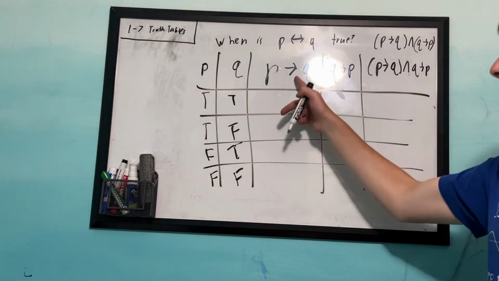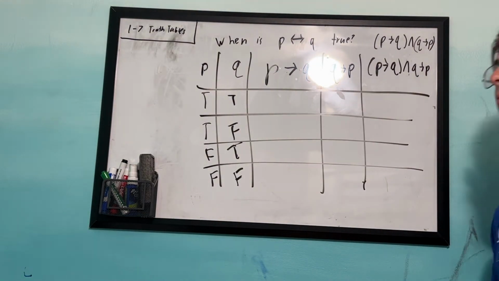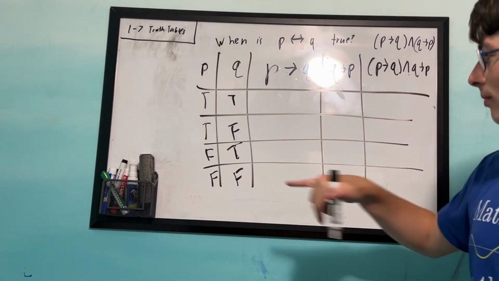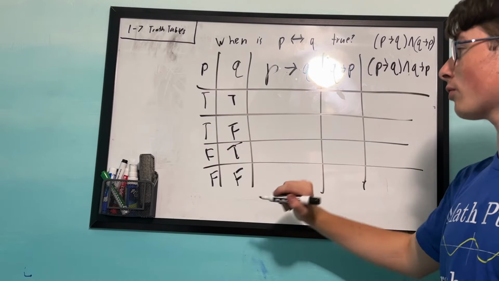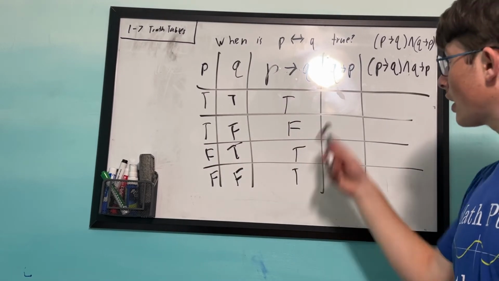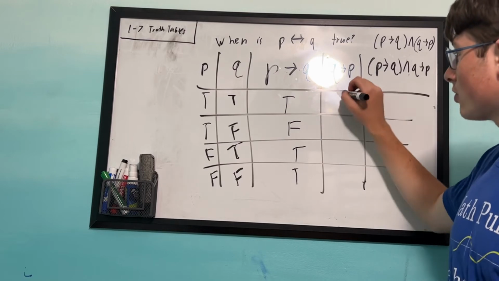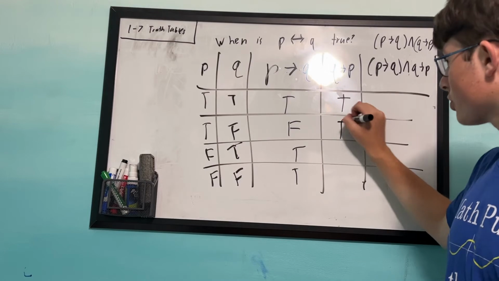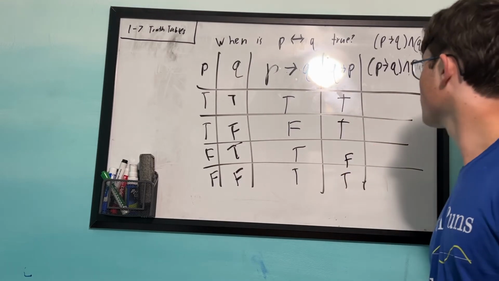So we have if p then q. If you remember from the previous units, this is true except in this case where p is true and q is false. So we got true, false, true, true. And then if q then p, this is true in all cases except where q is true and p is false. So we've got true, true, false, true.